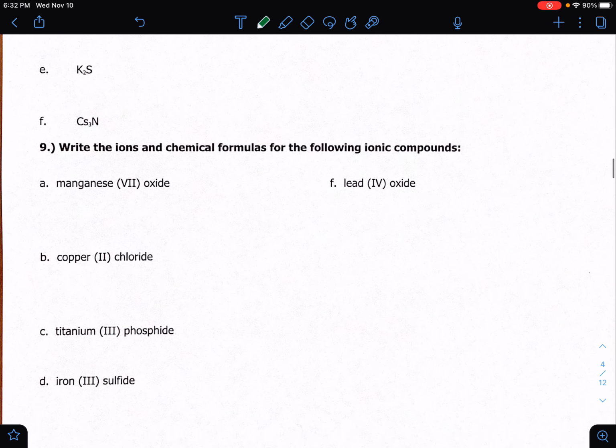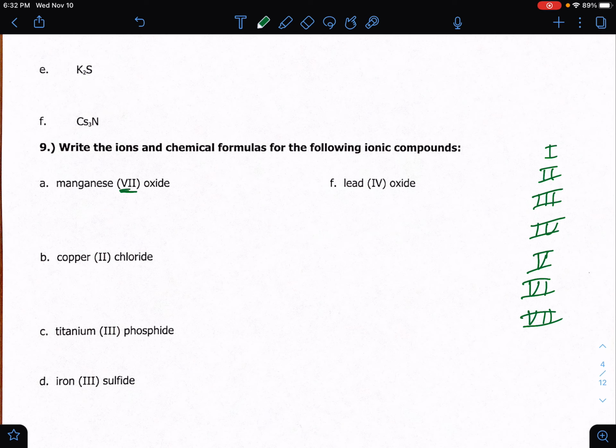Now, number 9 is write the ions and chemical formulas for the following ionic compounds. Now we are dealing with transition metals. You see these Roman numerals right here. That means that you're dealing with a transition metal, in that D group. Here's a recap on your Roman numerals. 1 would be I, 2 would be II, 3 would be III, 4 is going to be IV. The way I remember that is because the I comes before the V. And then V would be your 5. 6 would be VI, and 7 would be VII. That's as far as you need to go.